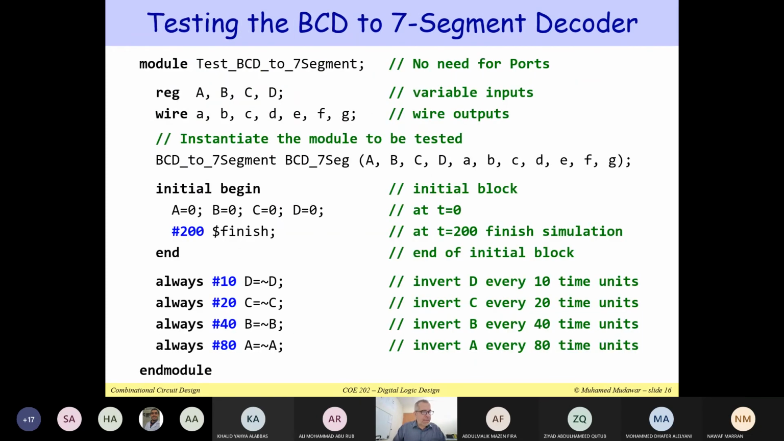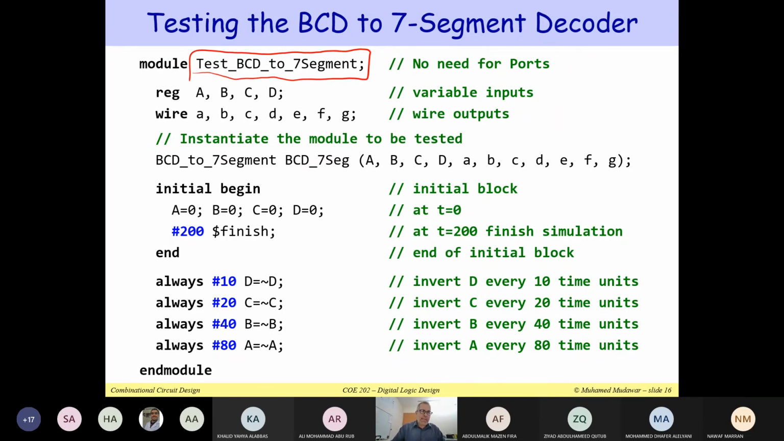Well, what is left is to test the BCD to 7 segment decoder. So we're going to write a test bench. Inside this test bench, remember that the test bench does not really need any ports. So there are no inputs, no outputs for the test bench. So this is the name of my test bench here. You can call it any name. For example, I'm calling it test BCD to 7 segment.